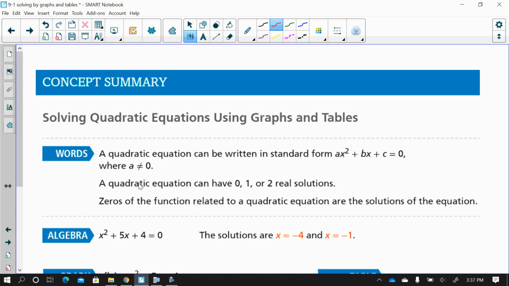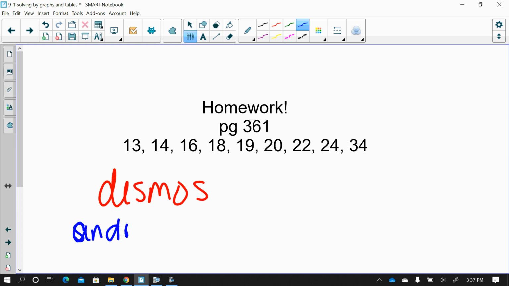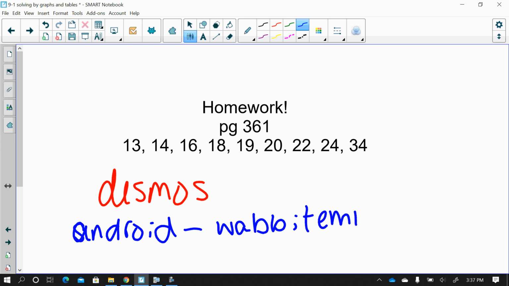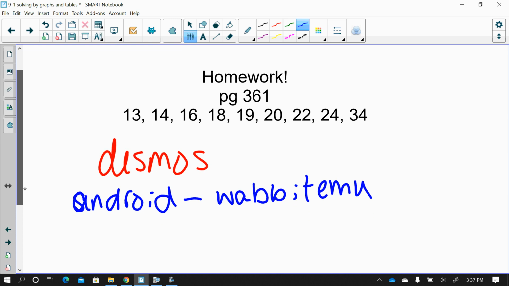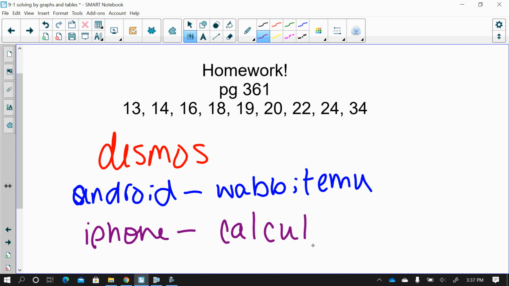And that's the lesson. Okay, so for your homework tonight, I advise you use Desmos, okay? Or if you have a Samsung or an Android phone, you can download an app called WabbitEmu. It will put the TI-84 calculator right on your phone, and it works really, really nice. I believe if you have an iPhone, the app called Calculate 84 will do the same. Okay, I believe the WabbitEmu does not work on iPhone, so try this one. I don't have an iPhone anymore, so I don't know how this app works, and let me know.